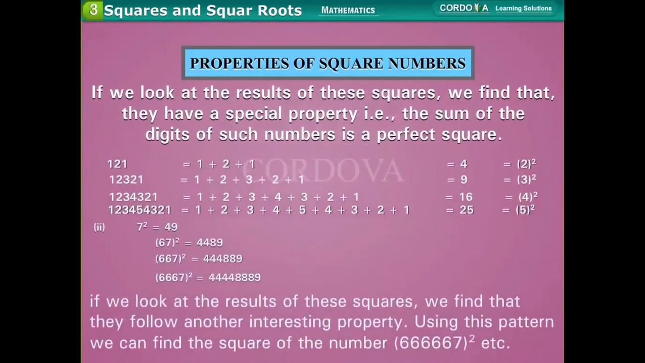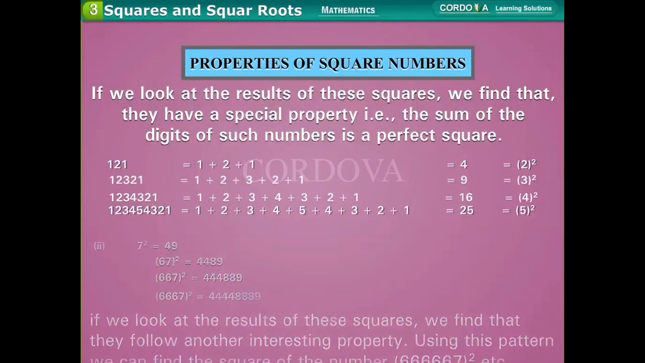7 squared is equal to 49. 67 squared is equal to 4489. 667 squared is equal to 444889. 6667 squared is equal to 44448889. If we look at the results of these squares, we find that they follow another interesting property. Using this pattern, we can find the square of the number 66667, etc.